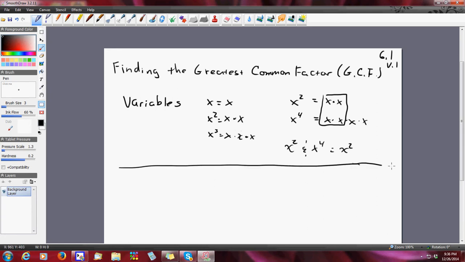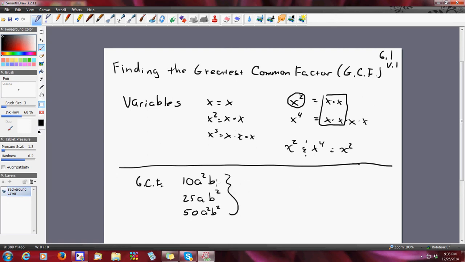And the true thing is, whenever you have a common variable, a common base, it's always going to be the smallest power. So if I wanted to find the greatest common factor of, let's do 3 terms, let's say I had 10a squared b, 25ab squared, and 50a squared b squared.